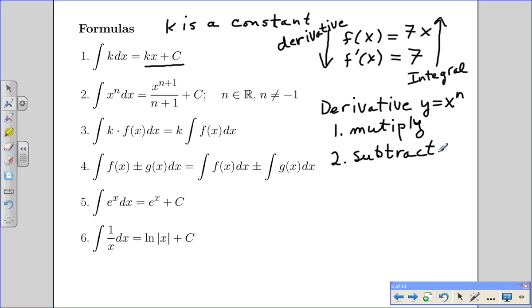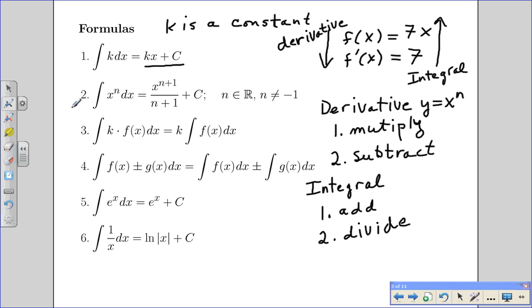If you want to work backwards to do an integral, you have to truly undo everything you did. So for an integral, we want to work our way back up this list. For the derivative, we did multiply first, then subtract. For the integral, we're going to add first, and then we're going to divide. So in the derivative, it was multiply by the exponent, subtract 1 from the exponent. For the integral, it's going to be add 1 to the exponent, divide by the exponent.